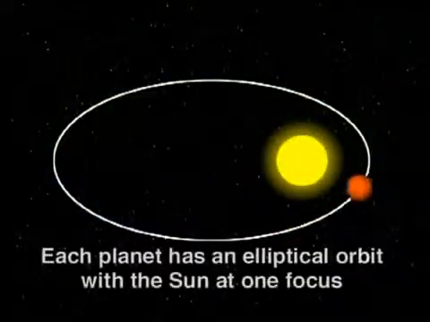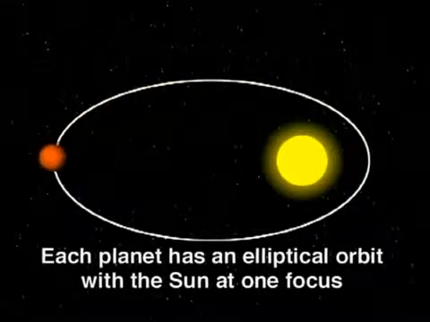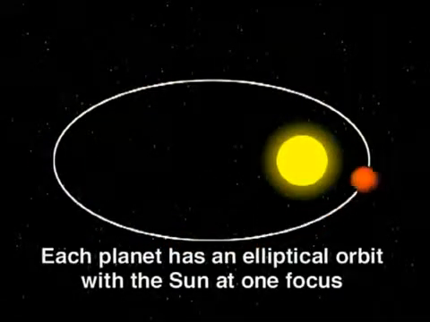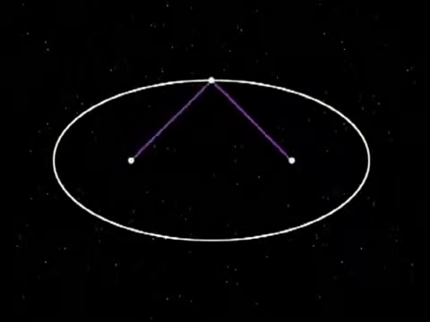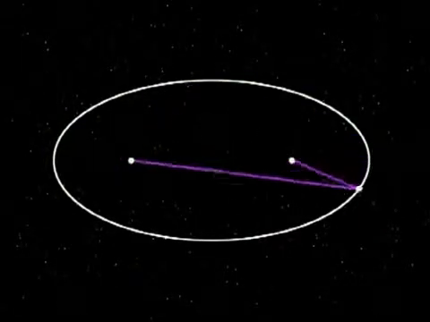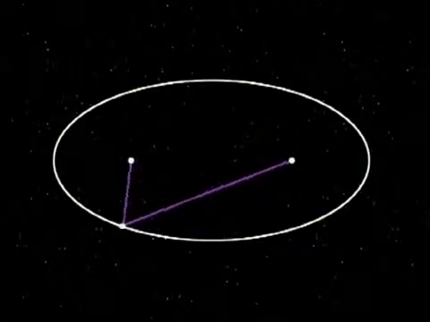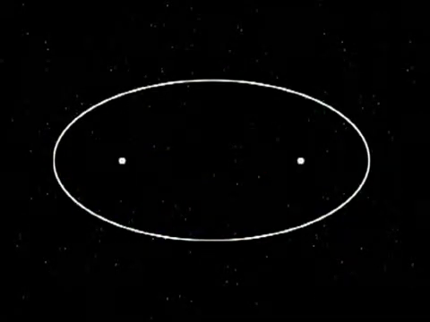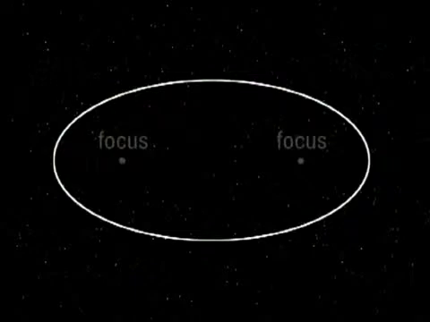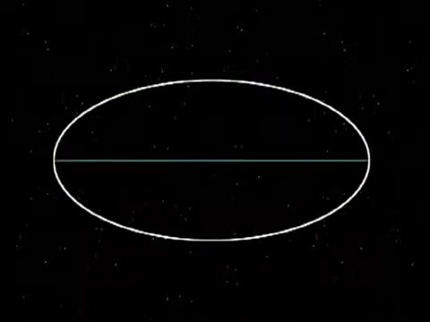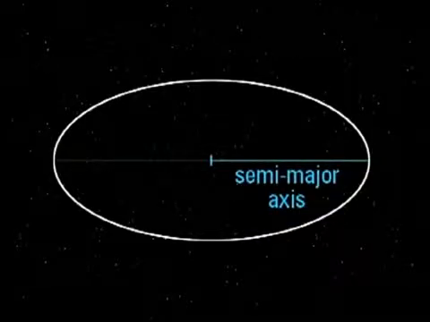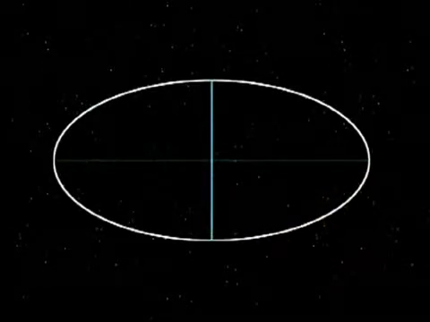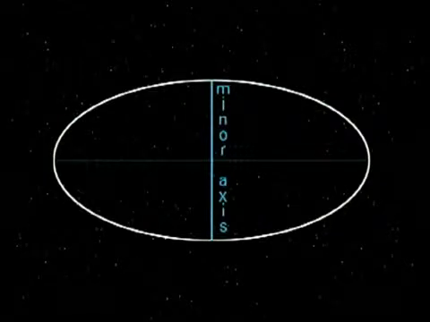Kepler's first law is that each planet has an elliptical orbit with the Sun at one focus. An ellipse is a plane figure such that the sum of the distances from any point on the figure to two fixed points in the plane is constant. Each fixed point is called a focus. The longer line segment through the foci is the major axis. Half of that is called the semi-major axis, and perpendicular to the major axis going through the ellipse's midpoint is the minor axis. Remember this?